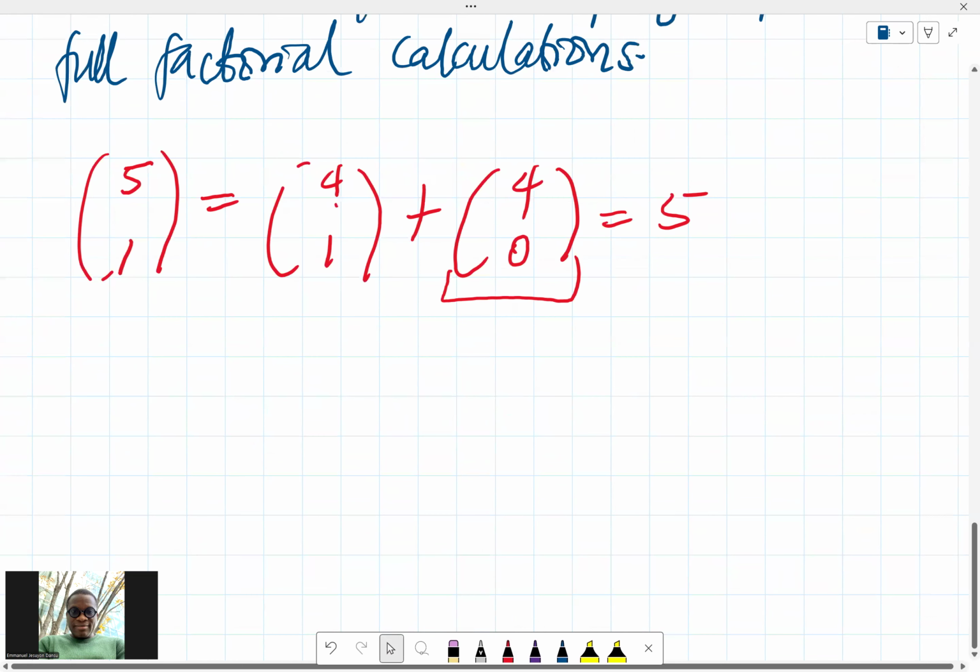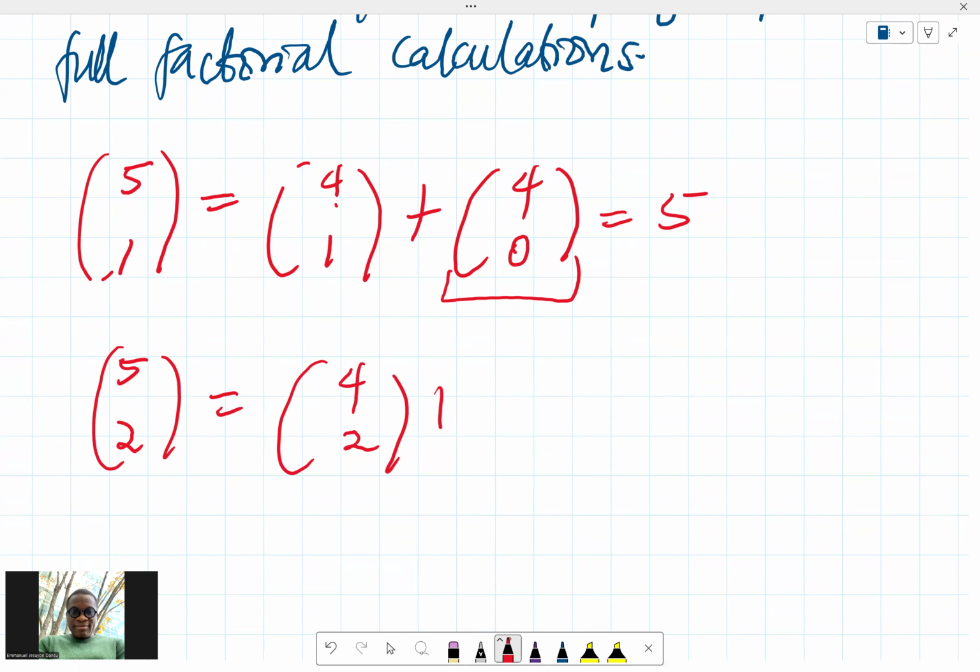So that's the idea. Again, 5 combination 2 is simply 4 combination 2 plus 4 combination 1. You already have 4 combination 1 here to be 5. So you can just move on to that next level, where 4 combination 2 can also build on the same thing. 4 combination 2 will be 4 factorial over 2 factorial 2 factorial. That's like 20.